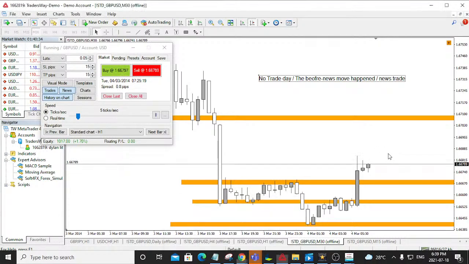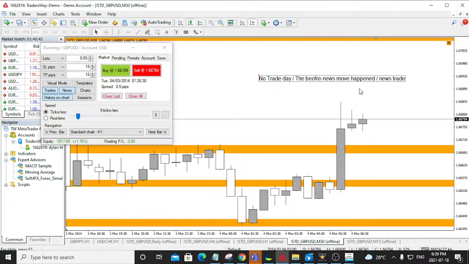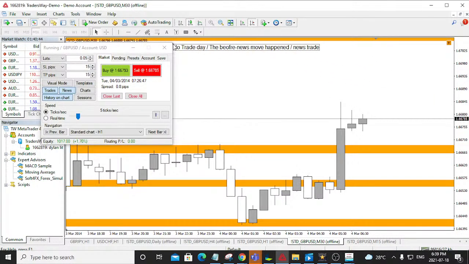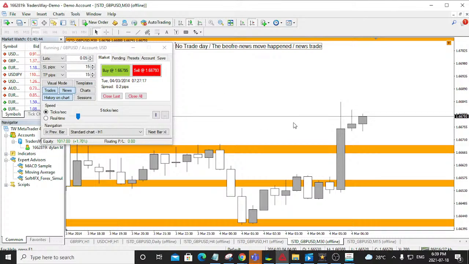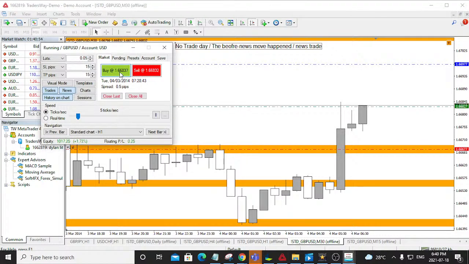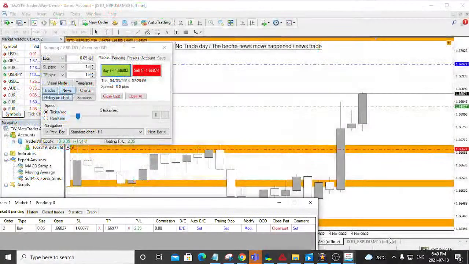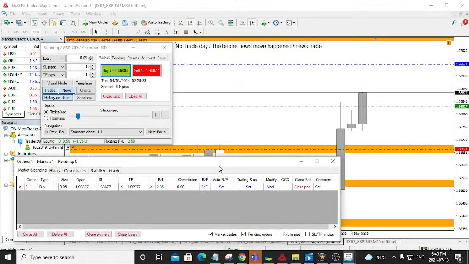Let's check out. Oh, okay. Let's zoom in. We have a no trade day, possibly before the news move already happened, or a news trade. Let's see if it breaks this top. Can it continue? Okay, we're going to see. It broke the top. We're going to look at the trades. Oh, it doesn't want to show me the trades. We're being very, very conservative.